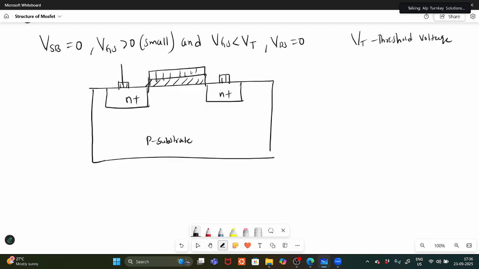Every time the source is connected to the bulk. Basically this is a 4-terminal device, but the source is connected to the body. Okay, the source is connected to the body.